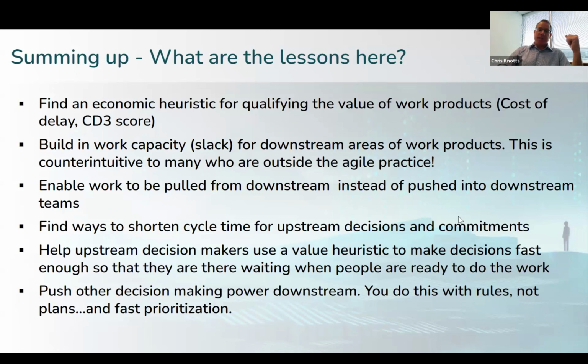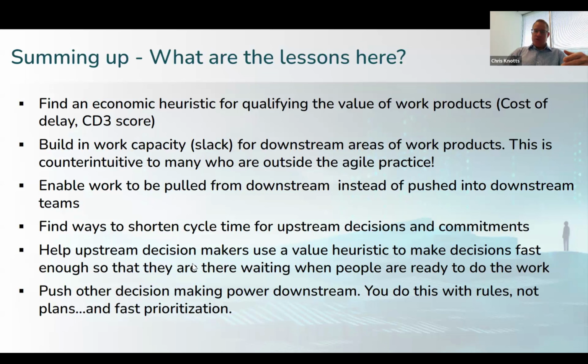Find ways to shorten the cycle time for upstream decisions and commitments. That's one of the benefits, by the way, of having an economic heuristic. If you have an economic model for prioritizing value, then you can do it much faster because there's not so much bike shedding and meetings about this. So help upstream decision makers find and implement value heuristics that are based on economic or financial modeling. It doesn't have to be super complicated. It can be basic. In fact, it's better if it's basic because then it's fast.